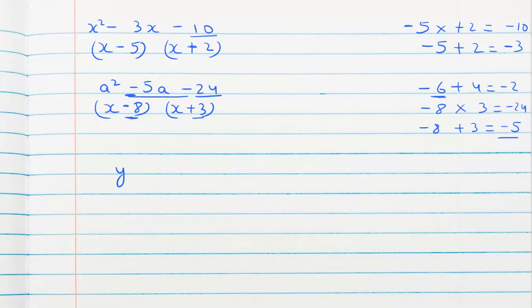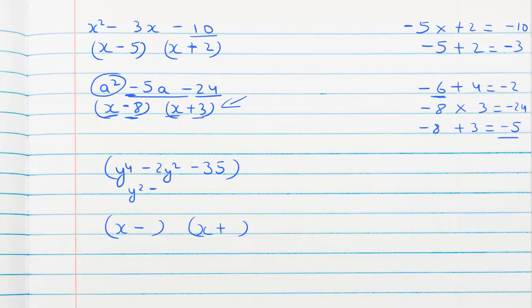So let's take a look at one last example. We have y to the power 4 minus 2y squared minus 35. So again, both the numbers are negative, just like this problem. That means the bigger number will be negative and the smaller number will be positive. But we have y to the power 4. Again, we need two terms over here. So in order to get y to the power 4, we will multiply y squared with y squared.